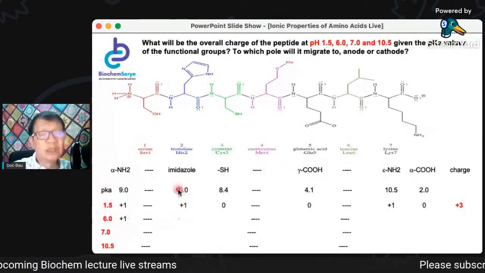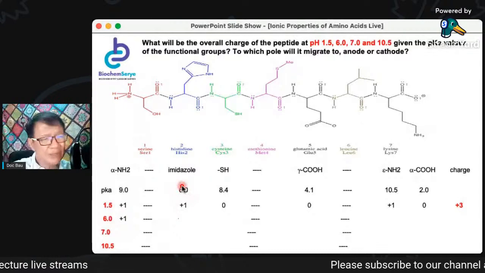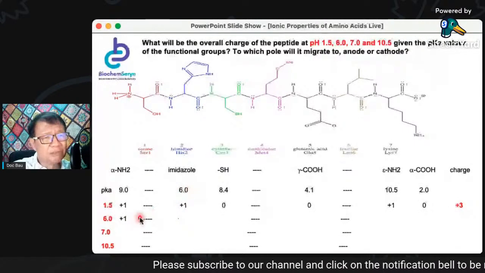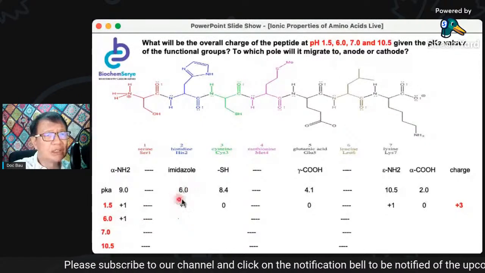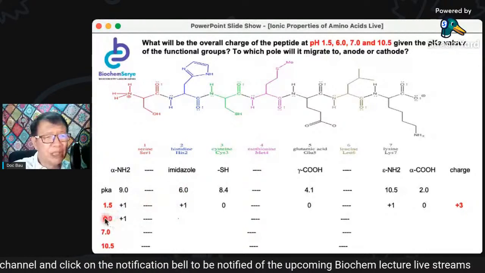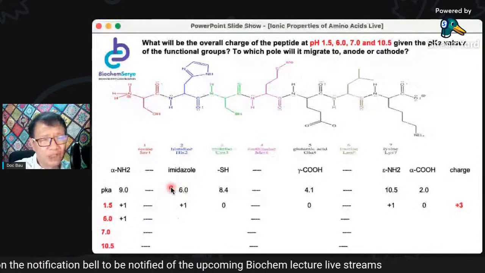But look at this. What did we say again? So pay particular attention. The pH is 6. The pKa is 6. What do we say again if the pH coincides with the pKa value of a functional group?